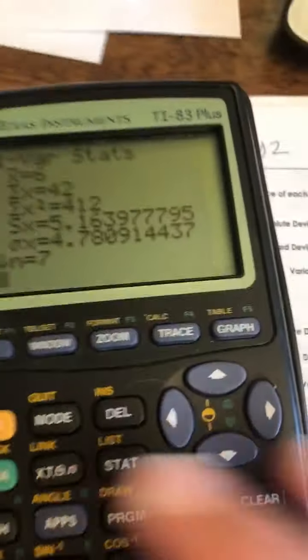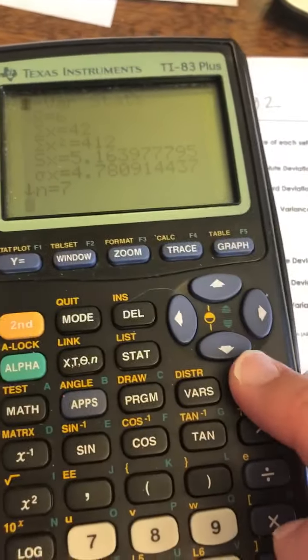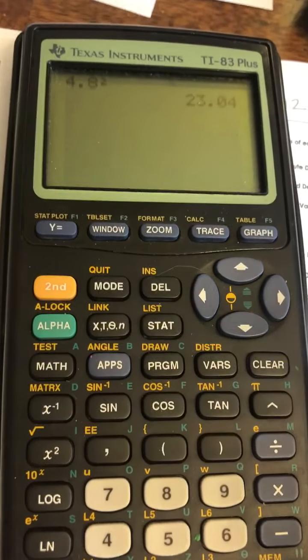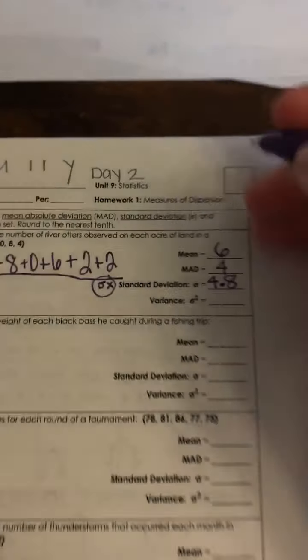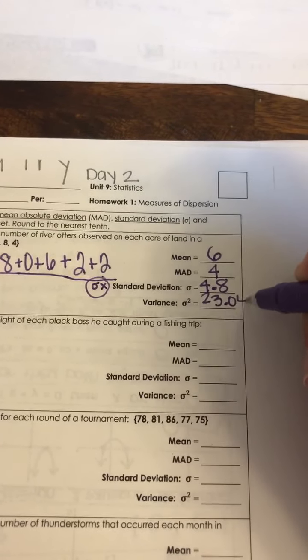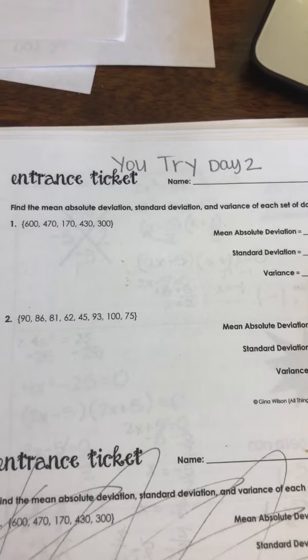And then your variance is just where you found your standard deviation, and you're just going to square it. So our standard deviation was 4.8, so you just square that value, and it's 23.04. So that would be your variance, 23.04. And that is what you do for these questions, and also the 1 and 2 over to the right.